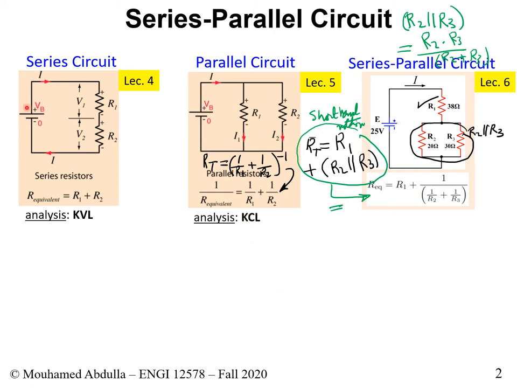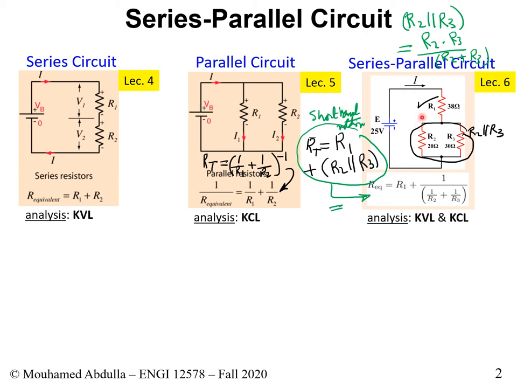Here, the voltage that you have is split between these two different resistors, and that's why we use KVL. On the other hand, when we have a series-parallel circuit, for analysis, we will use both KVL and KCL. So the subset of the circuit that is connected in series, for that subset, we will use KVL.